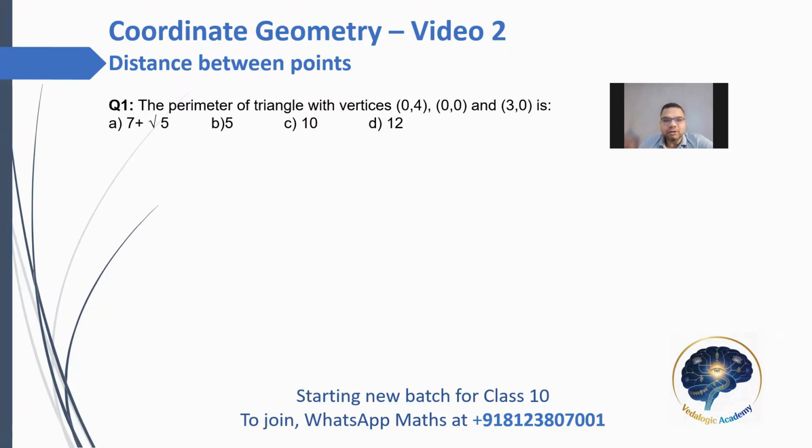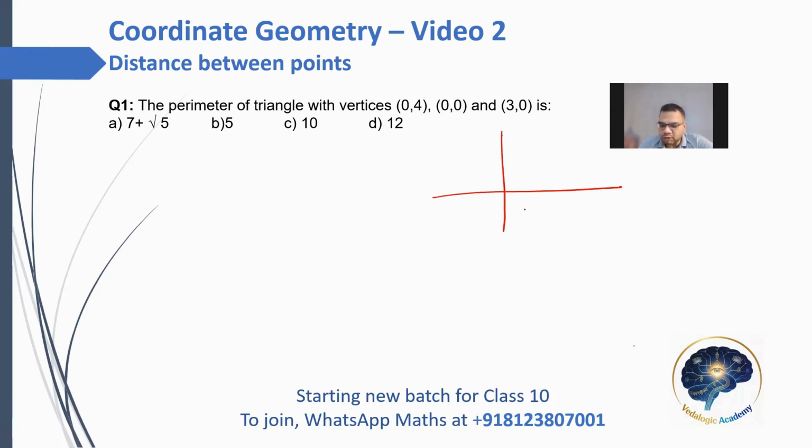So the first question that you can see on the screen here, we are going to find the perimeter of a triangle with vertices (0, 4), (0, 0), and (3, 0). So we can go about it in two ways. Either we plot it on the chart on the x and y axis, or we can directly try to find the perimeter or the distance between these points. So let's start with the coordinate geometry x and y axis.